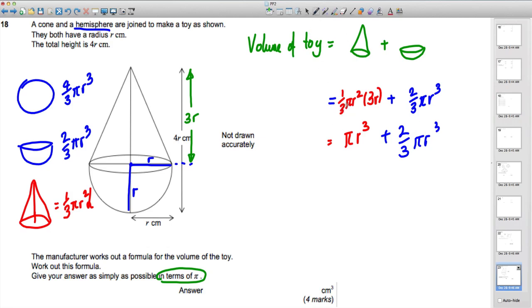Now, how to think of this? The easiest way to think of it is I've got 1 pi r cubed and I add 2/3 pi r cubed. So I've got 1 plus 2/3, which is 5/3 pi r cubed, or 1 2/3 pi r cubed. Okay, so this is equal, therefore, if you add 1 pi r cubed plus 2/3 pi r cubed must be 1 2/3 pi r cubed, which is 5/3 pi r cubed. That's the formula you're looking for, and that is the volume that you were asked to find. Okay, and there, for 4 marks, you've got the volume of the toy in terms of pi.